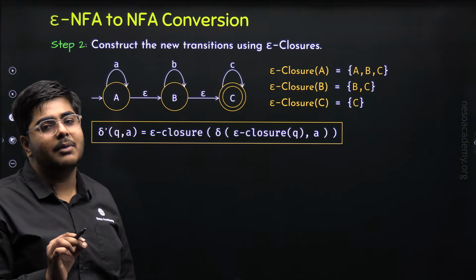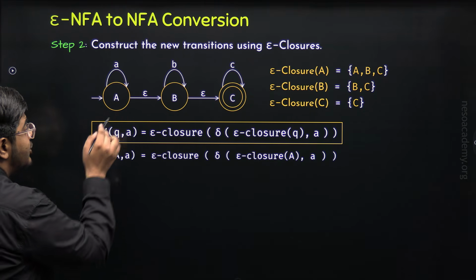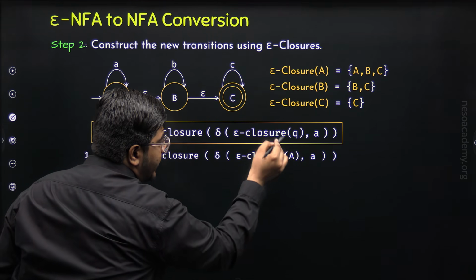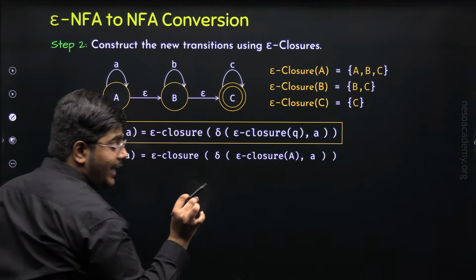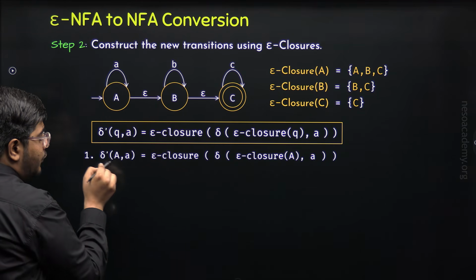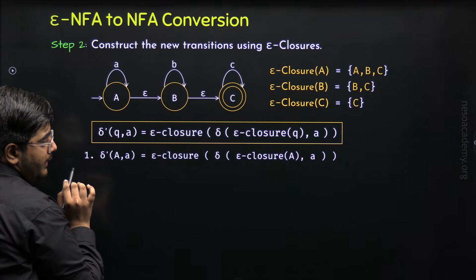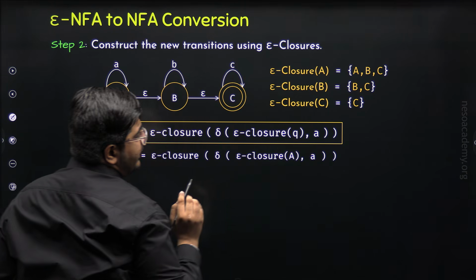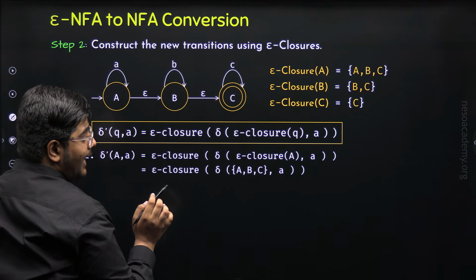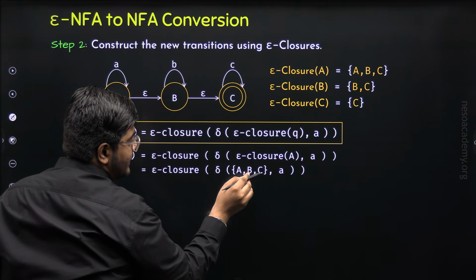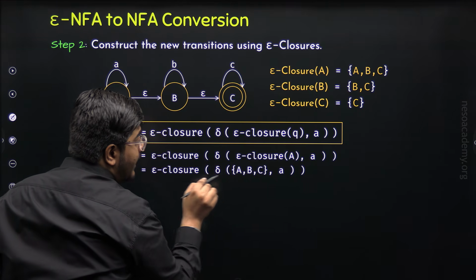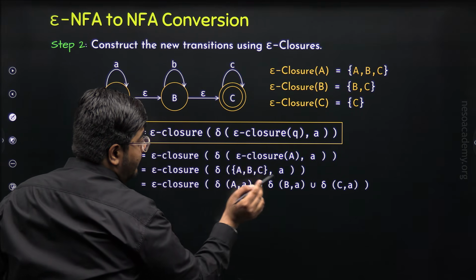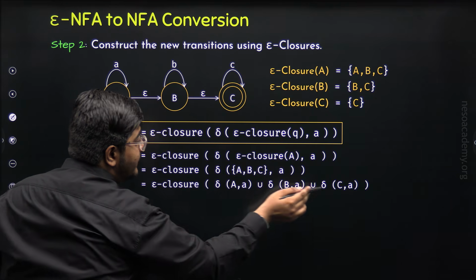Let's find transition number 1, that is delta dash A comma A. This is the formula, and we have replaced the state Q with the state A because right now we are finding the transition for the state A on the input symbol A. Now this epsilon closure of A will be replaced by A comma B comma C like this, and delta A comma B comma C on getting input symbol A can be expanded as delta A comma A union delta B comma A union delta C comma A.